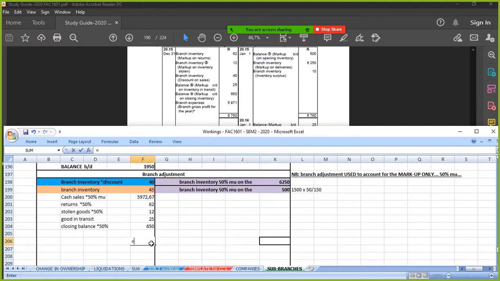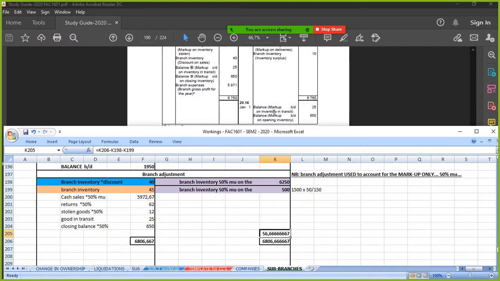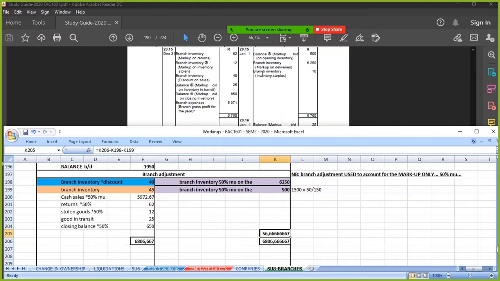So if I sum up everything, I get that. If I sum up everything here, I get that. Which side's bigger? This side is bigger. So the balancing figure would be this minus those two figures. Gives you 56. I'm getting 56 as the balance. Here, they've got 10 as a surplus.